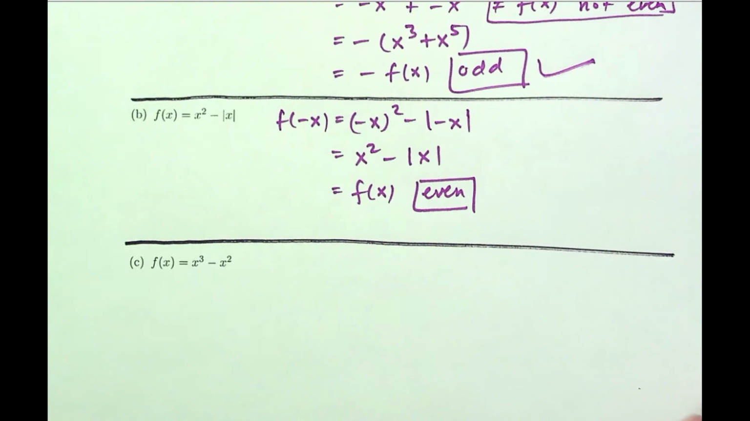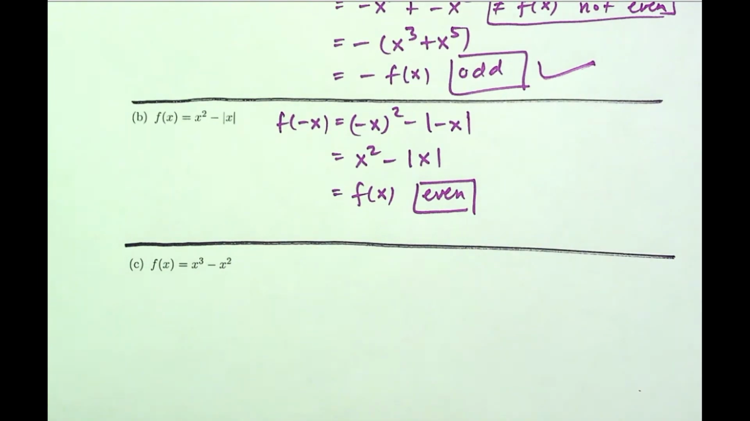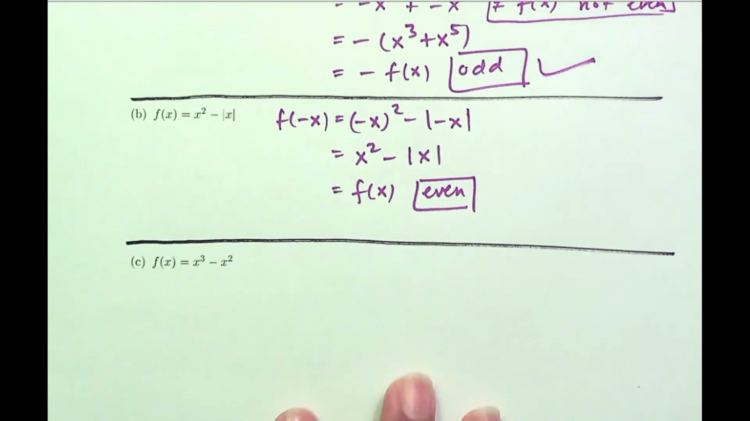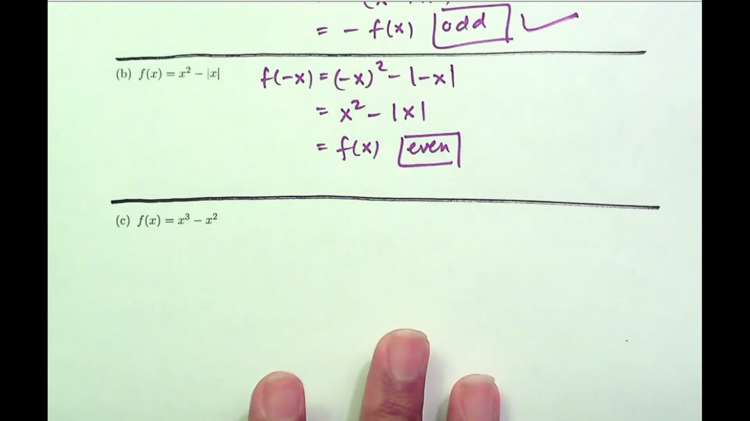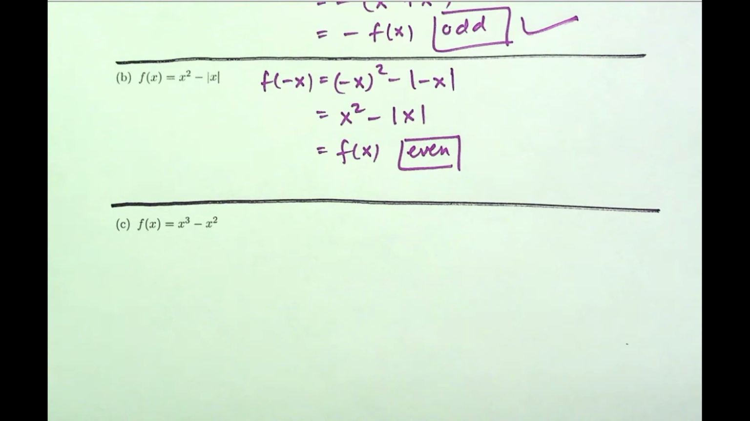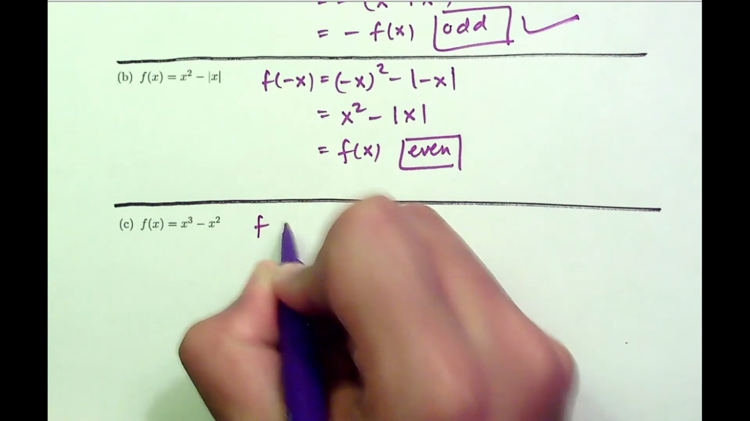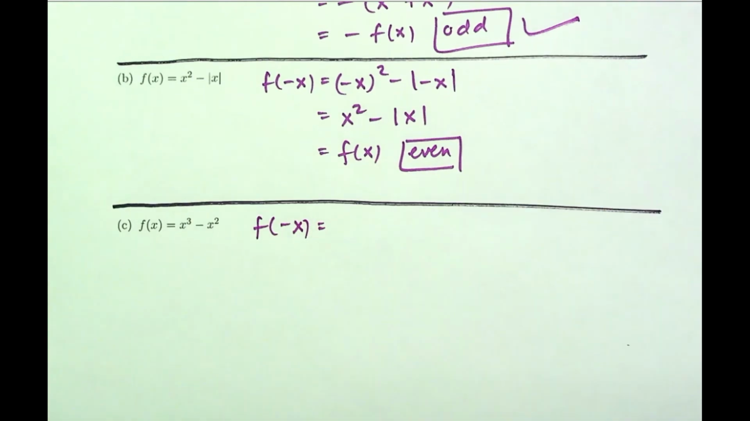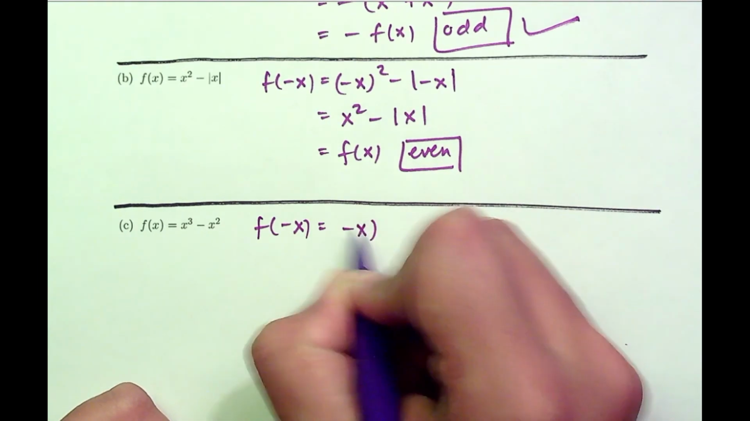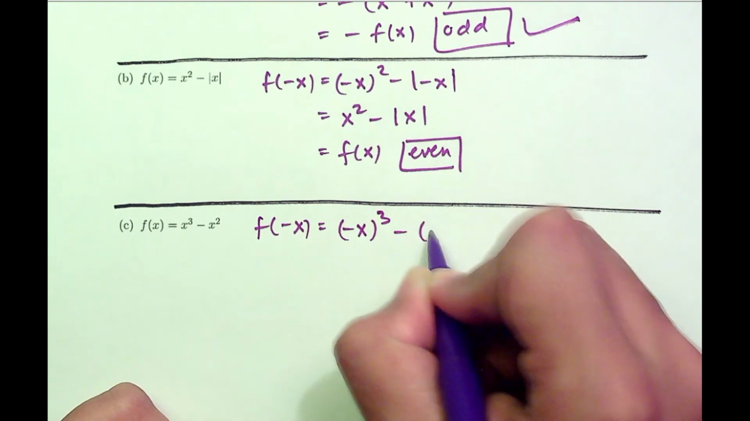Okay, now that I've done two examples, I think you should stop the video, pause it, and try that one on your own before continuing. So it says, figure out whether f of x equals x cubed minus x squared is even, odd, or neither. All right, let's see. Start out the same way. Plug in negative x and see what you get at the end after simplifying. So plugging in negative x, you're going to end up with negative x cubed minus negative x squared.